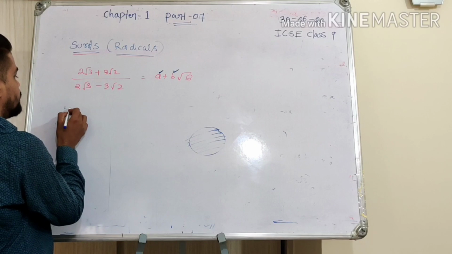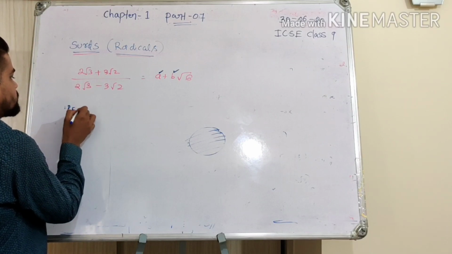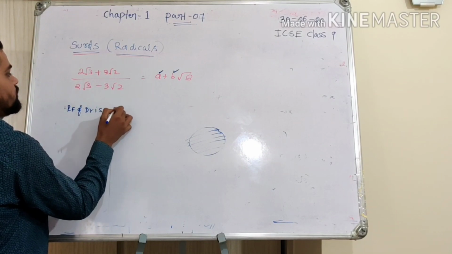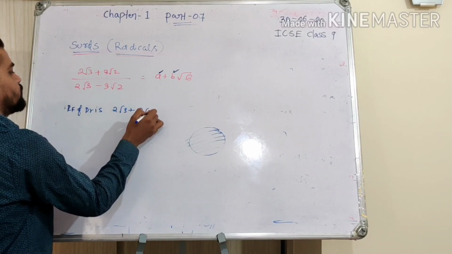So what we can do is, we can see the rationalization factor of the denominator is 2 root 3 plus 3 root 2.